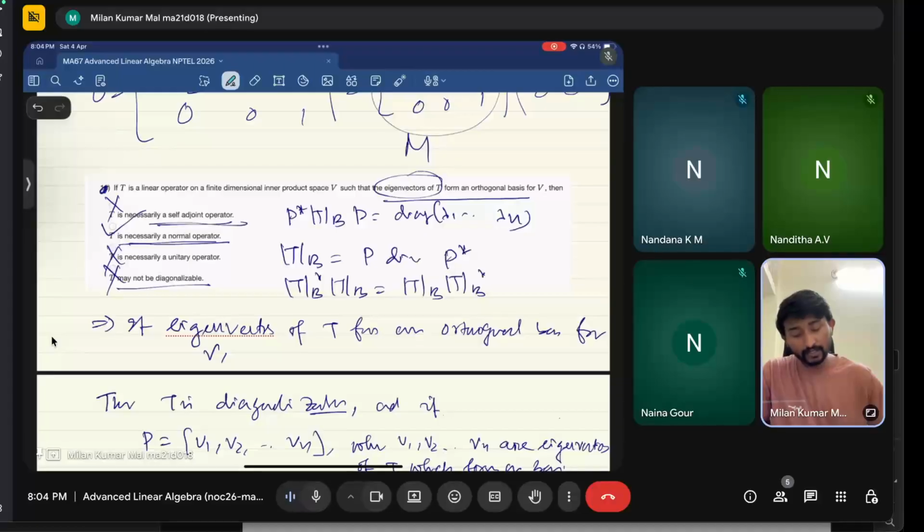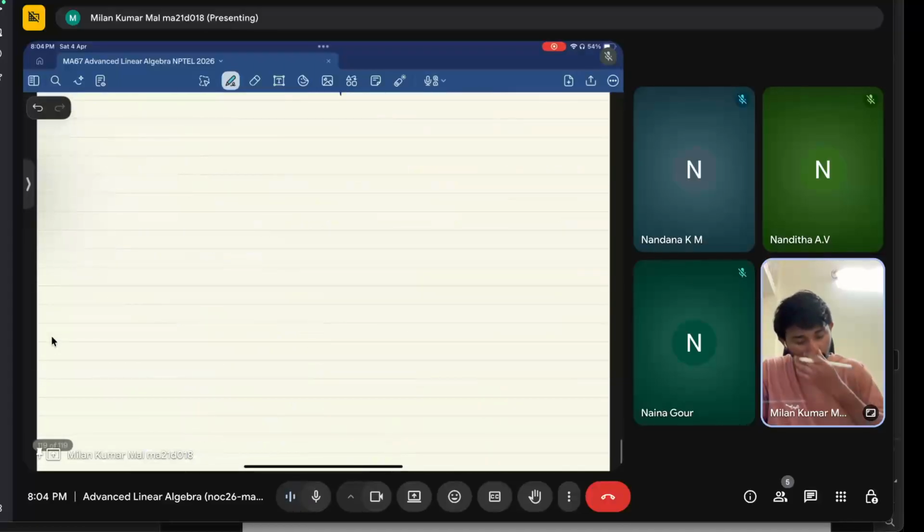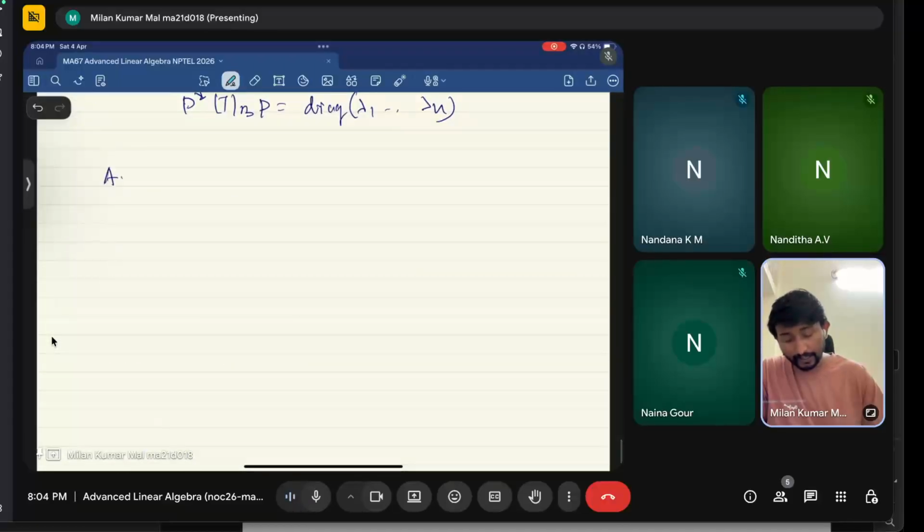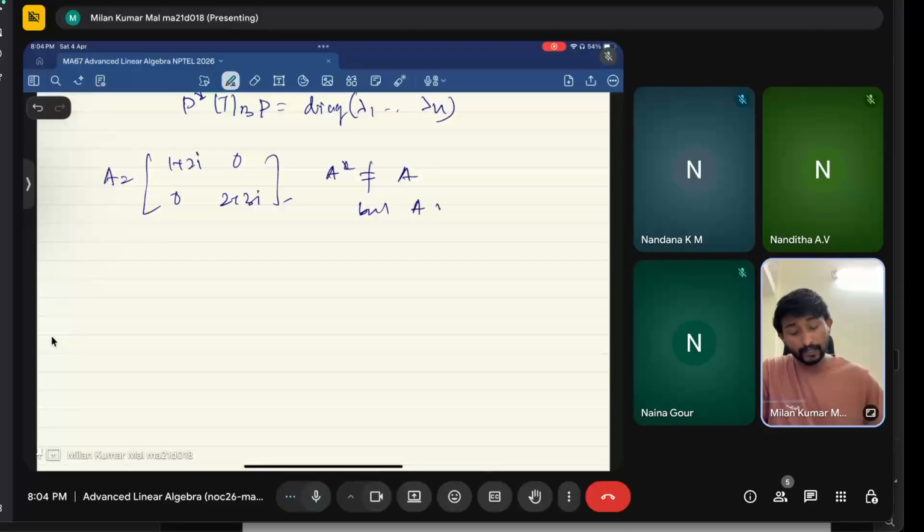And why is T not necessarily self-adjoint? For example, consider the matrix A equals diagonal with entries 1 plus 2i and 2 plus 3i. Then A star is not equal to A, but A is diagonalizable, with an orthonormal basis consisting of eigenvectors.